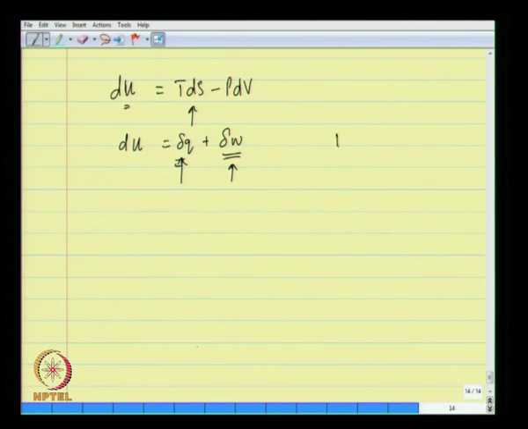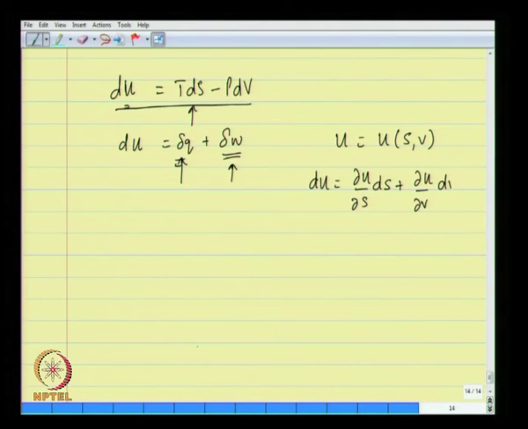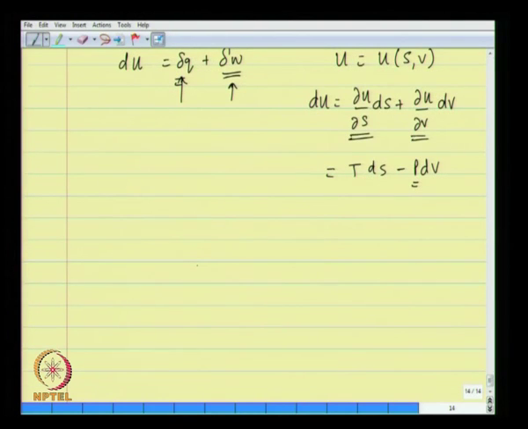Now, since U, as we have written, is a function of S and V, we can write dU as dou U by dou S times dS plus dou U by dou V times dV. Of course, please remember we are writing partial derivatives, therefore we keep the other variable constant when we take the derivative, and you can see that this is T dS and this is minus P dV, giving you the equation dou U by dou S is equal to T and dou U by dou V is equal to minus P. Now it is important to put the constancy of the other variable. Here we keep the volume constant and here we keep the entropy constant.